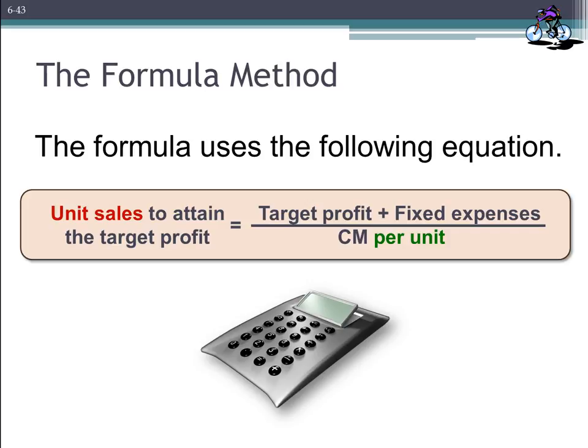So remember, if they're asking for the number of sales that you need to make based upon it to attain a target profit, generally the formula method, which is already done for you and is the last one on the slide under each section, total dollars or per unit amounts, will be the easiest one.